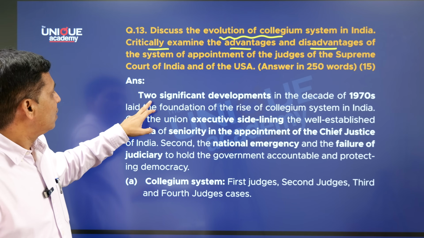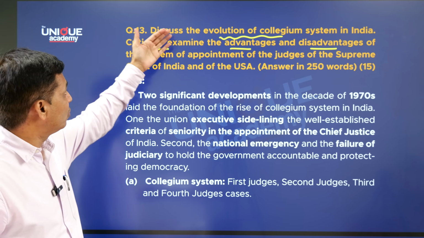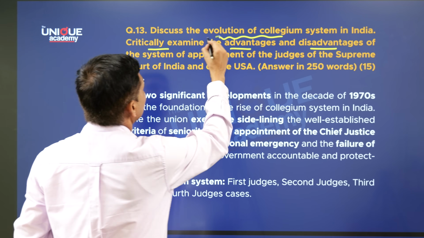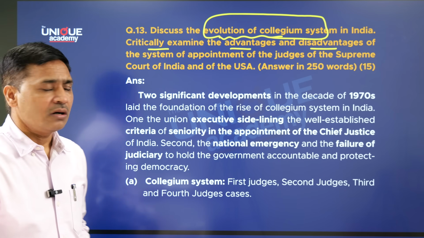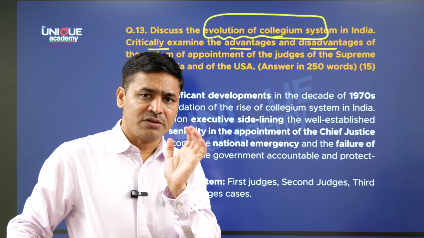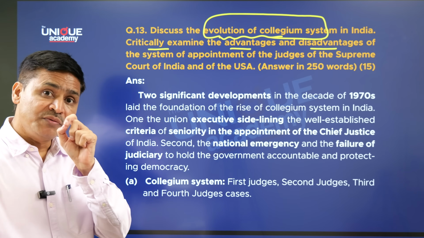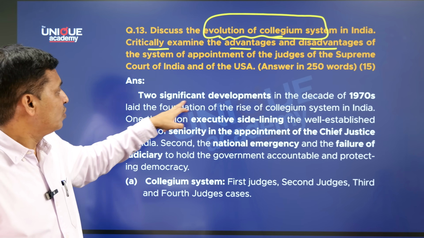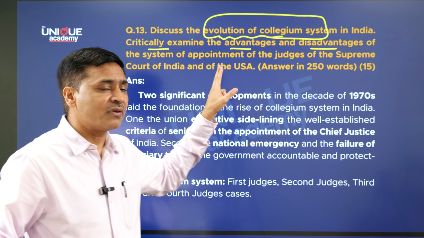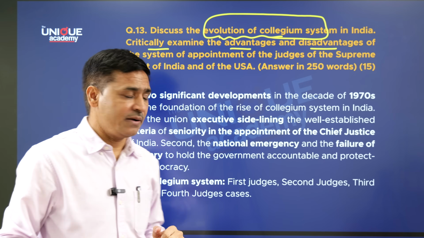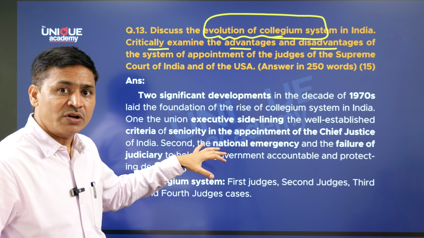One by one. The two significant developments. So, the first is about what? The evolution of the collegium system. We have briefly dealt with the evolution, but you have to be very, very specific about that. Two significant developments in the decade of the 70s laid the foundation of the rise of the collegium system in India. Now, which are those two important developments?